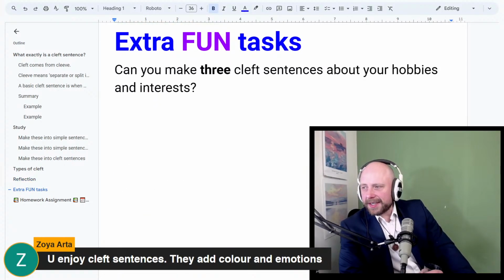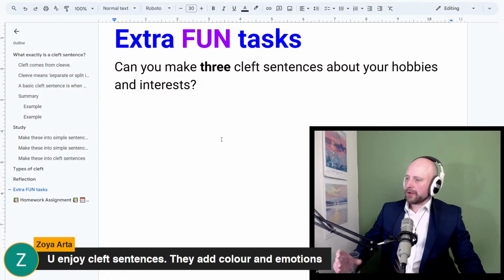Right then, so extra fun task. Can you make 3 cleft sentences about your hobbies and interests?